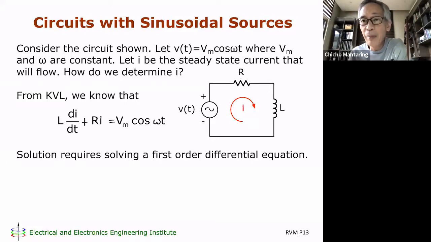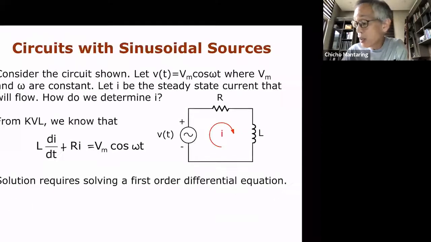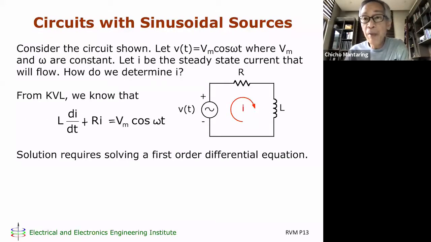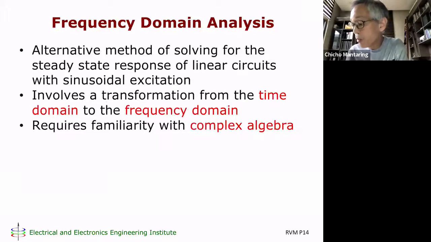Especially when your circuit gets very complicated. This is only a one loop circuit, okay? And furthermore, we're not interested yet in the transient. We just want the steady state. Now in triple E, we solve this problem in another way. We solve this problem in the frequency domain. This is an alternative method of solving for the steady state response of linear circuits with sinusoidal excitation.